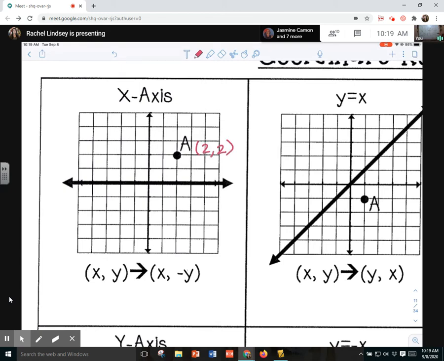So if I want to get my A prime, all I have to do is leave my x alone. So A prime, I leave the x value alone. And then I change the sign of the y value. So this doesn't mean that it's always going to be negative. It just means you're going to change the sign of it. So right here is positive 2. What's my new y value going to be? Negative 2. So I'll be right here at 2, negative 2. There's my A prime.